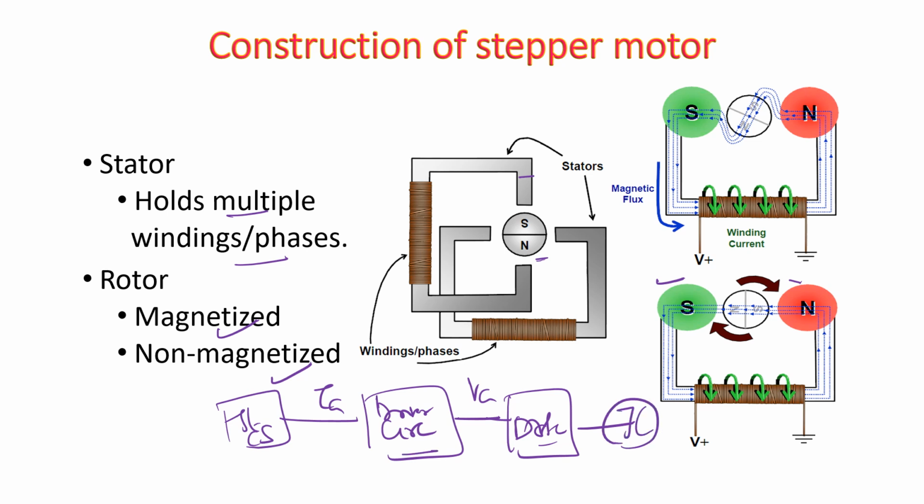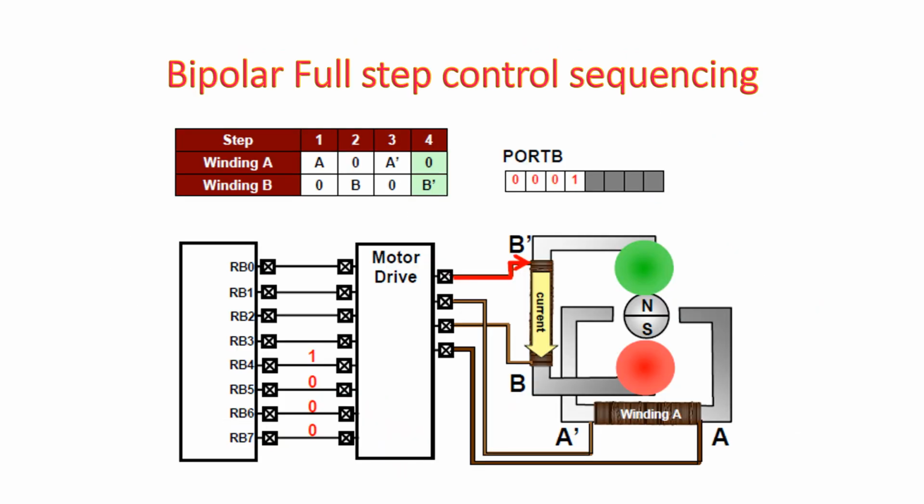So in this slide we'll see the driver circuit. What are the different driver circuits for this? The first one is full step control sequencing. In this you have only four sequences, one, two, three, four, because it is full step. This is a microcontroller, because the microcontroller, the processor, will provide you the pulse.